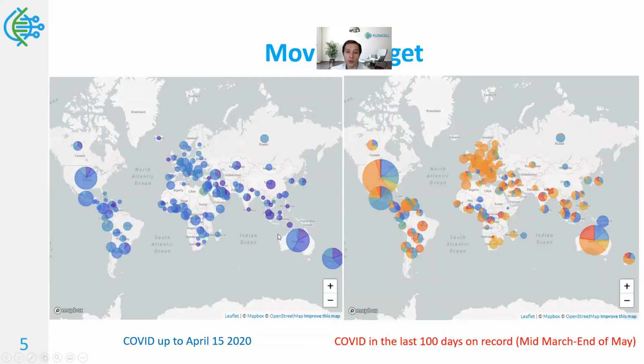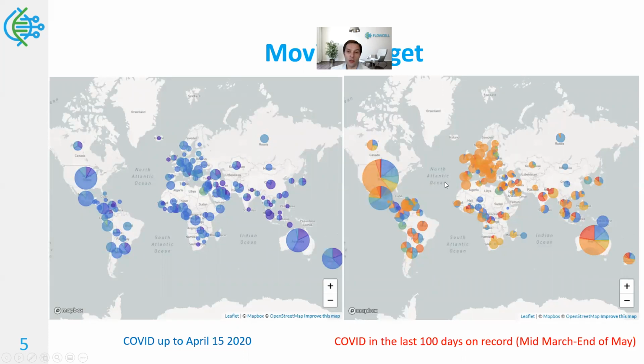This picture, using the same color coding scheme from NextOrg, shows the differences. COVID as it existed up to the middle of April, when all of the major vaccine developers got going, had this color coding. Looking at the last 100 days on record, from mid-March to the end of May, the colors are quite different. And that's because the viruses are different.